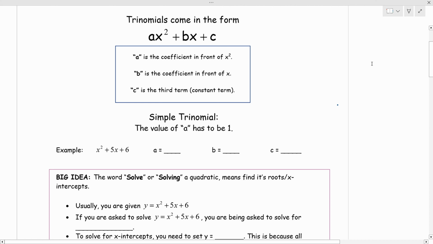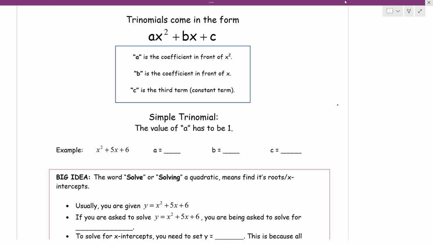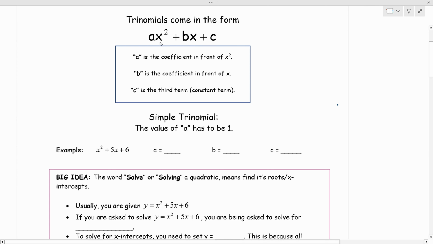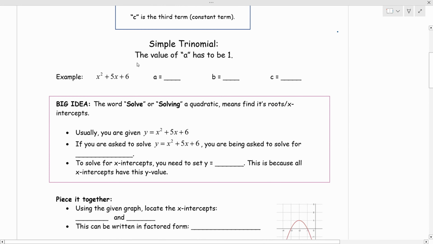So like I mentioned, we're going to be looking at factoring trinomials, but specifically simple trinomials. Trinomials come in the form of ax squared plus bx plus c. A is the coefficient or the number sitting in front of x squared, b is the coefficient in front of x, and c is the third term, the constant term, usually just known as the number. So a simple trinomial is special because it has an a value set to 1. No other value can be a.